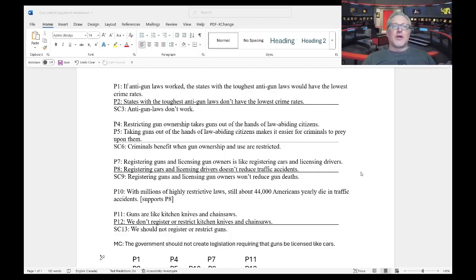First one: if anti-gun laws worked, the states with the toughest anti-gun laws would have the lowest crime rates. States with the toughest anti-gun laws don't have the lowest crime rates. Therefore, anti-gun laws don't work. What is the form of inference? Well, you may remember that we reconstructed this by applying one of the valid deductive argument patterns that we learned. So that means this is a deductive argument.